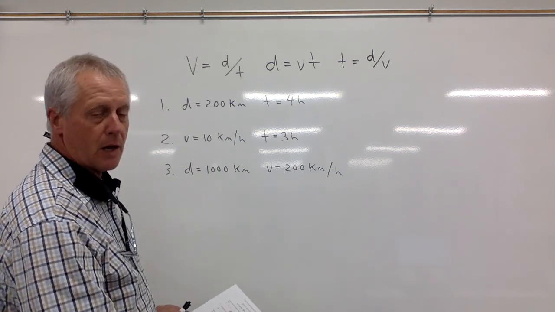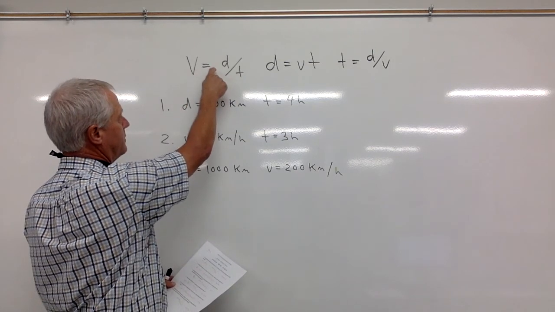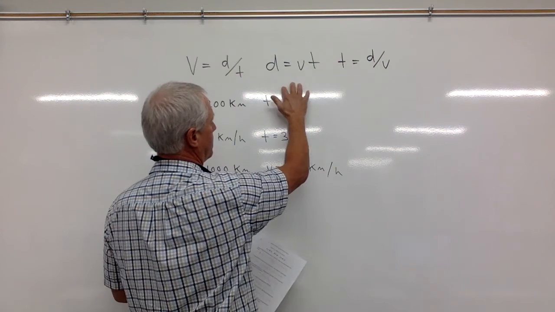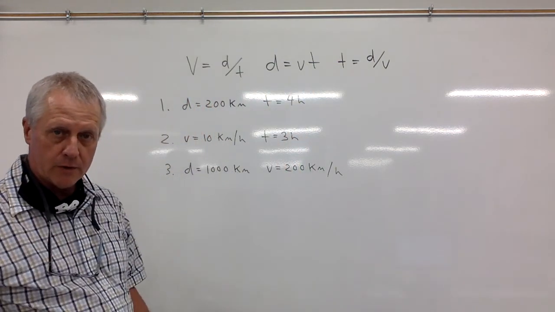The equation for velocity and speed is v equals distance, v being velocity is distance divided by time. And it can be transposed to different versions of that equation depending on what's given in the problem.